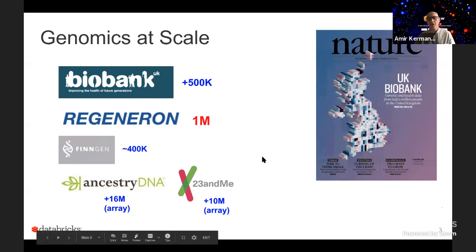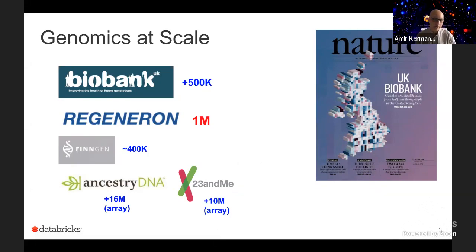Also, on the commercial side, my old company, AncestryDNA, I haven't really followed up, but the last time I looked, you have more than 16 million samples. Similarly, 23andMe, it's more than 10 million. And all of these, although they are arrays, also have the capability to switch to whole genome sequencing, as AncestryDNA is actually doing with Ancestry Health.